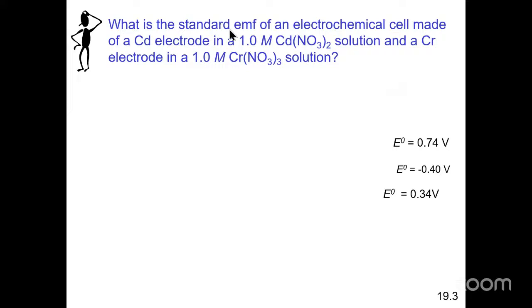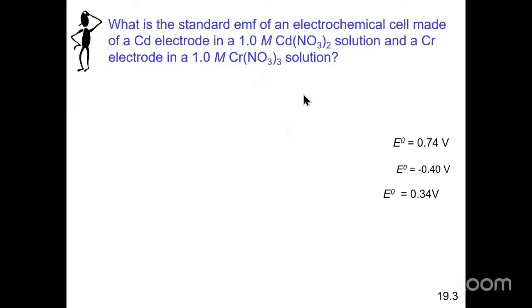what is the standard EMF of an electrochemical cell made up of a cadmium electrode in a 1.0 M cadmium nitrate solution and a chromium electrode in a 1.0 M chromium nitrate solution, right? So how do we solve this?